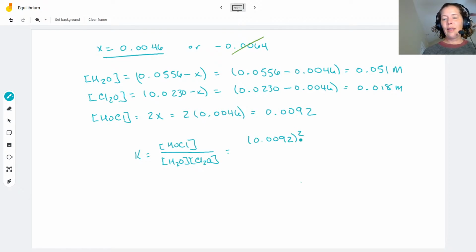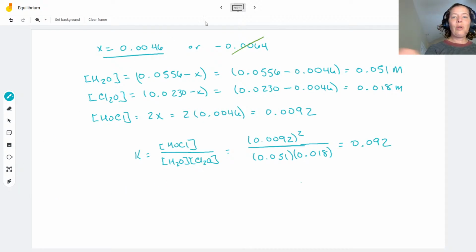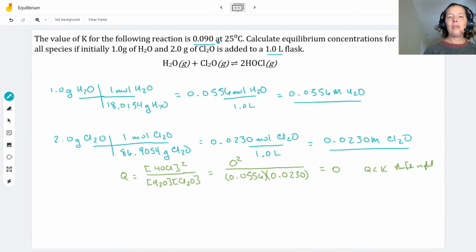0.0092. So this is something to do, especially if you're on a test, if you have a little bit of extra time and you want to make sure that you got a question right. This is a great check for that. So what I get is 0.092, which is not exactly, but again, it's within rounding error. So we're talking about having a little bit of error in that third decimal place. That's perfectly fine.